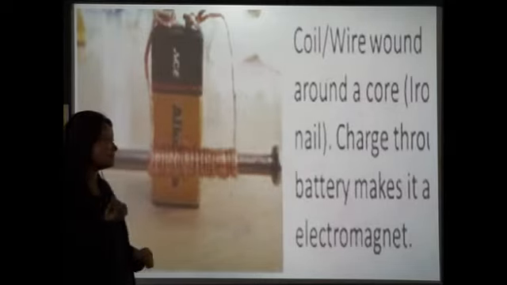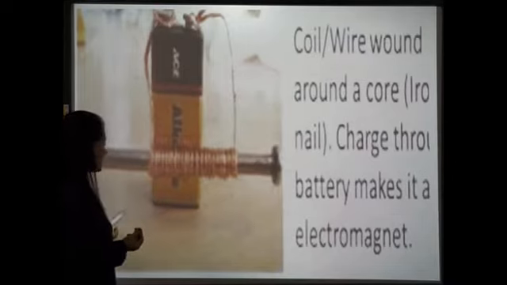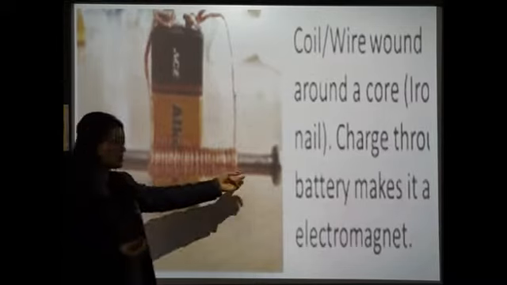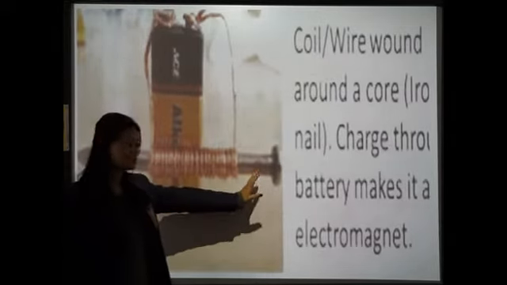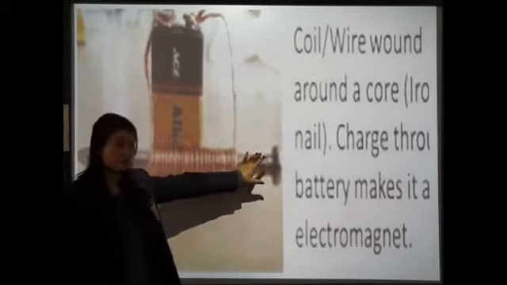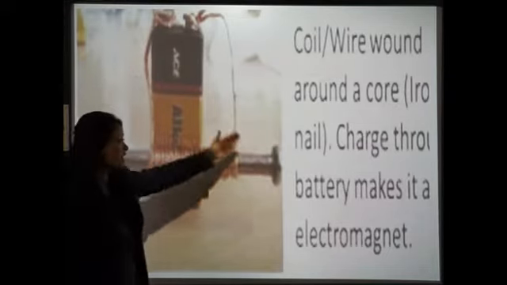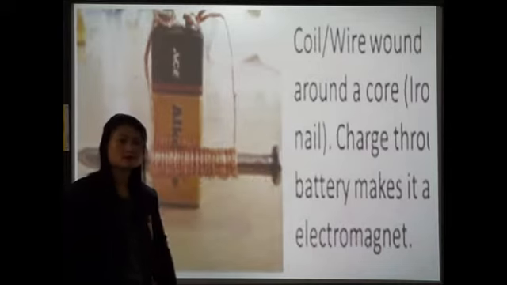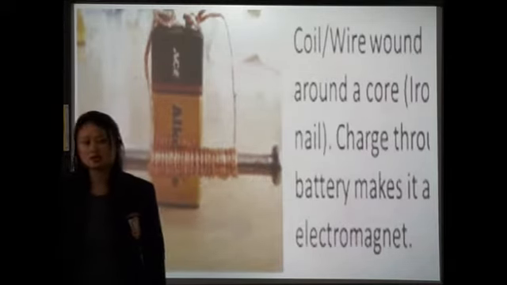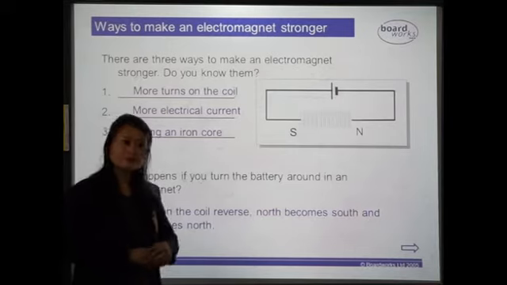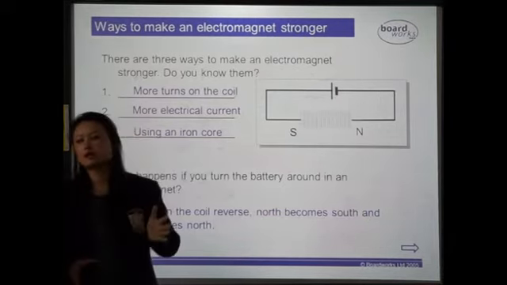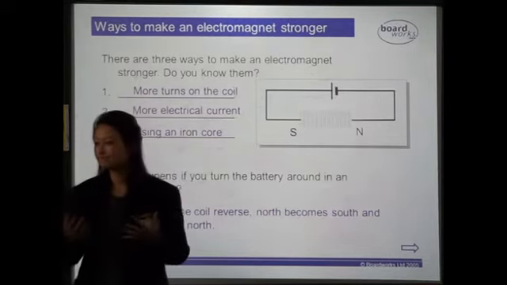Now you bring any magnetic substance closer to it. And you can see a nail here. So any magnetic substance closer to it will be attracted. As soon as you take this off or disconnect it from the battery, it will not be acting as a magnet. So this is your electromagnet. Okay.